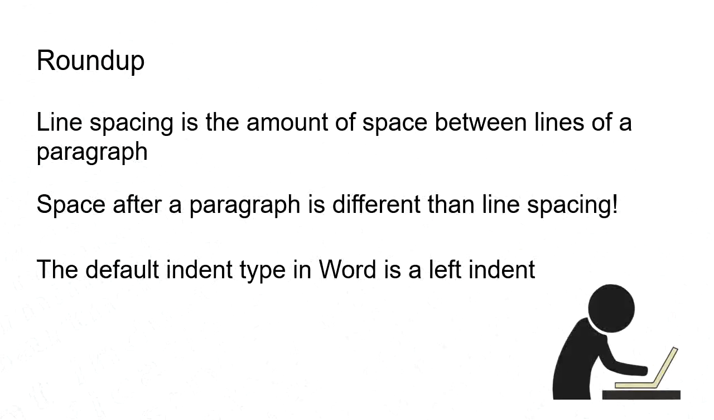So to round up, line spacing is just the amount of space between the lines of a paragraph. Space after a paragraph is a different command than line spacing. A left indent is the default type of indent in Microsoft Word. In this video, we were just focused on identifying the commands. In the next video, then we'll talk about how to customize them.